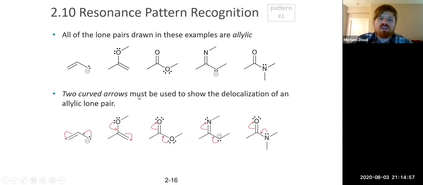Now, in order to show this resonance, you have to use two curved arrows to show the delocalization. So let's start from the left and look at the carbanion first to make sure we understand what's going on. For this resonance structure, the first thing that happens is the allylic lone pair is going to form a new pi bond between the carbon that it's on and the earlier vinylic carbon. If that was the only thing that happened, it would violate the octet rule for this carbon, so that can't be the only thing that happens. At the same time, this pi bond has to break, and the two pi electrons end up localized entirely on this atom here.